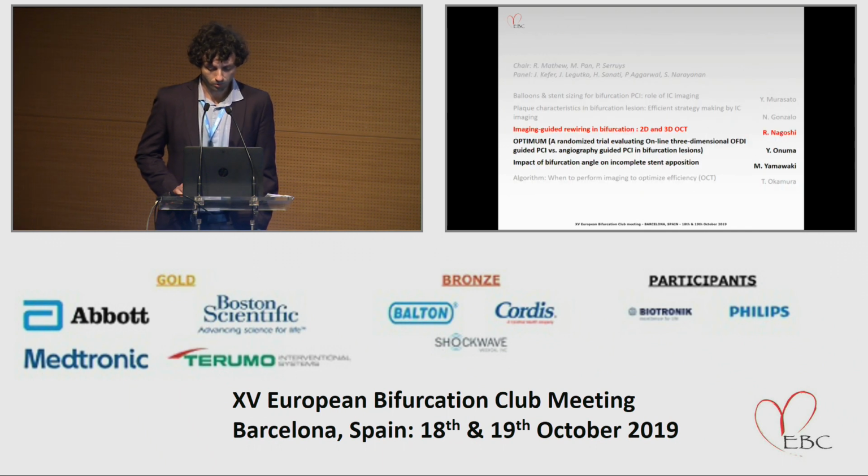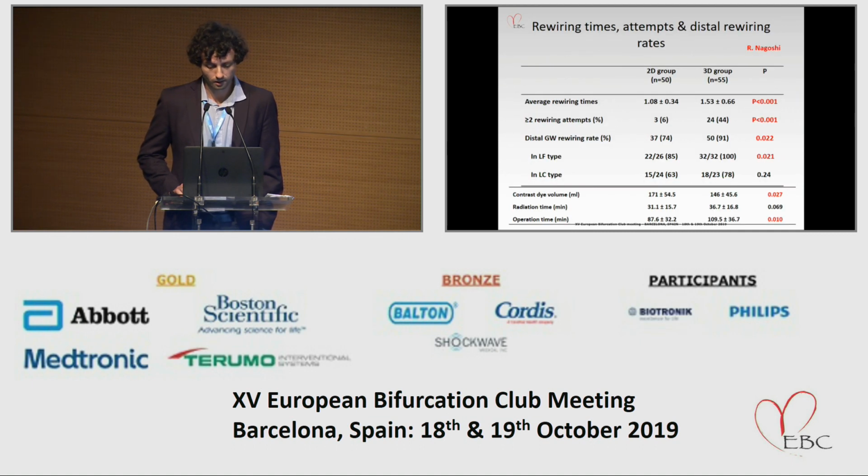The first talk was from Dr. Nagoshi, and they investigated whether 3D OCT-guided wire recrossing is better than 2D OCT-guided recrossing. And they found that in the 3D group, they had a 91% rewiring rate, but to be honest, with more rewiring attempts and a longer procedure time, but not more contrast used.